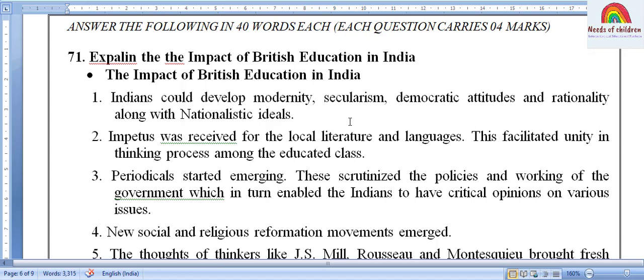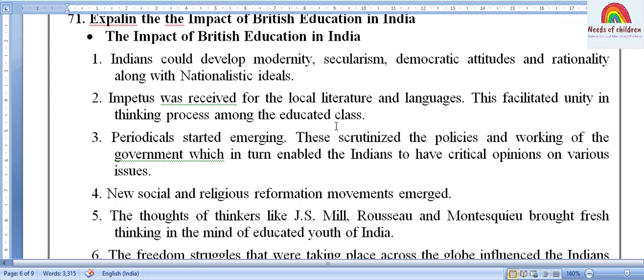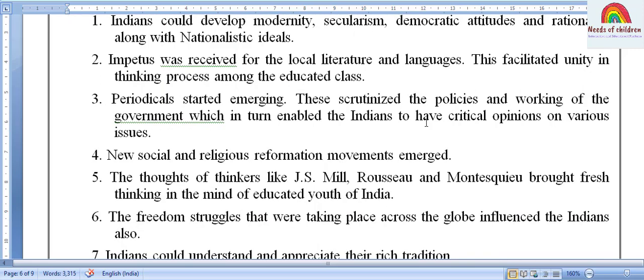Indians could develop modernity, secularism, democratic attitudes and rationality along with nationalistic ideals. Impetus was received for the local literature and languages. This facilitated a unity in thinking process among the educated class. Radicals started emerging. These scrutinized the policies and working of the government, which in return enabled the Indians to have critical opinions on various issues.